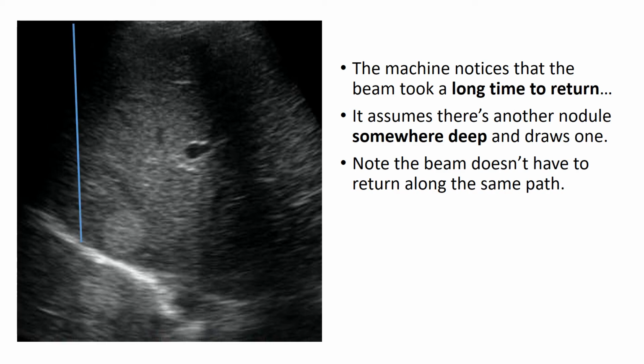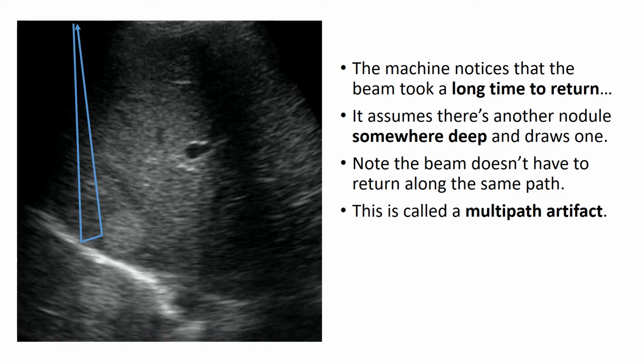Now it's important to note that that beam doesn't have to return exactly along the same path. So if the beam comes down, bounces off the diaphragm, and hits that nodule, it doesn't necessarily have to go back to the diaphragm before returning to the probe. It could just bounce off the nodule and go straight back up. That's probably going to give you almost the exact same image in this particular case, but because it's a slightly different mechanism, we would call that a multipath artifact rather than a mirroring artifact. Practically, you can't really know which one it is, but there's two different things that could be going on with a picture like this.